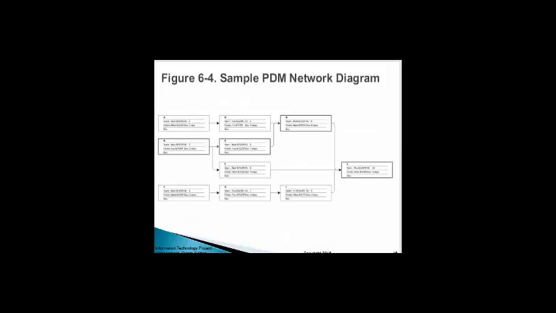And figure 6.4 illustrates using the precedence diagramming method. And we notice that the activities are placed inside the boxes. Those boxes represent the nodes on this diagram. And the arrows show the relationship between the activities.